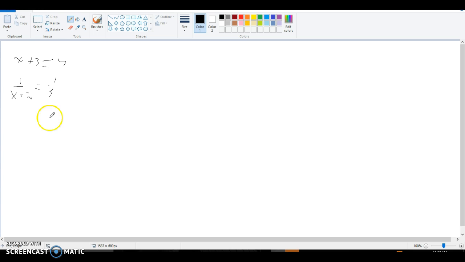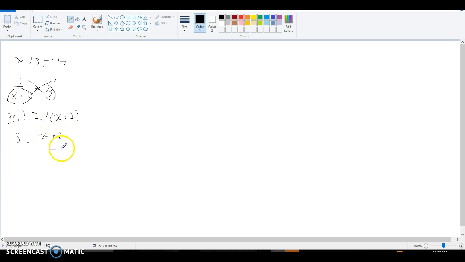So the way to do this is by cross-multiplying your denominators with your numerators on the other side of the equal sign. So what we're going to do is take our denominator 3 and multiply it by 1. So 3 times 1 equals our other denominator, x plus 2, multiplied by 1. So it's going to be 1 times x plus 2. We'll multiply those through, and we'll see that 3 equals x plus 2.